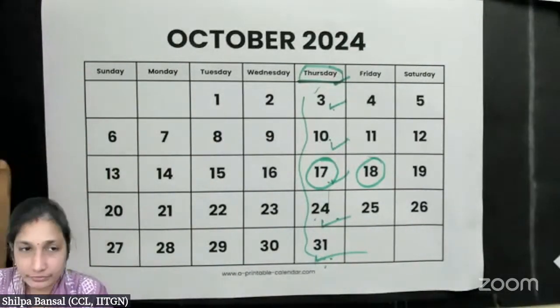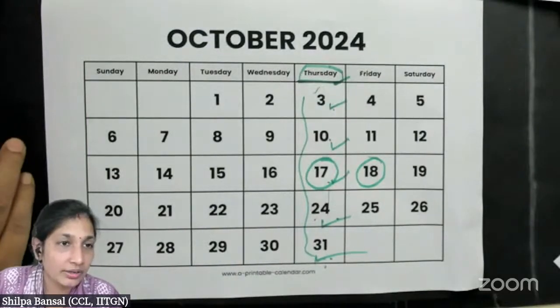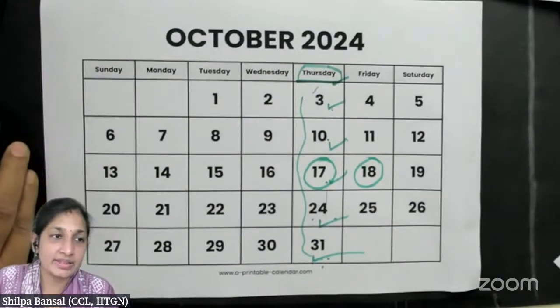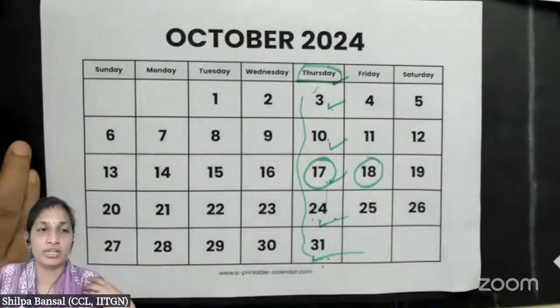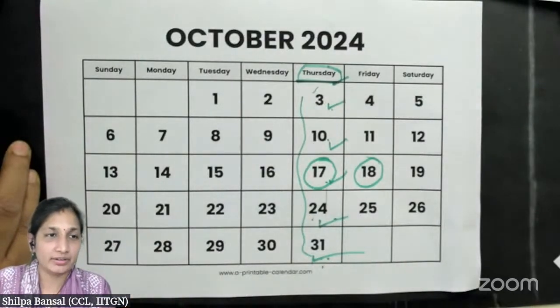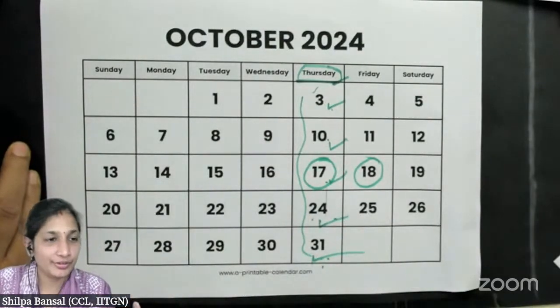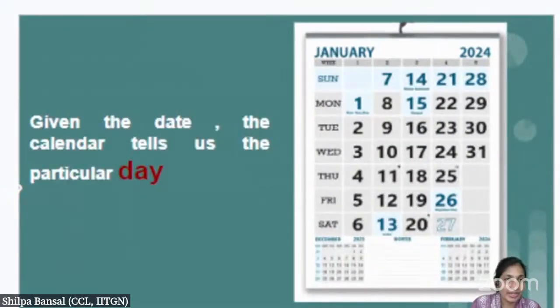So it only tells us the day. We can use it only to tell what the day is today. Calendar, tell me today's day. So it can tell me the day.